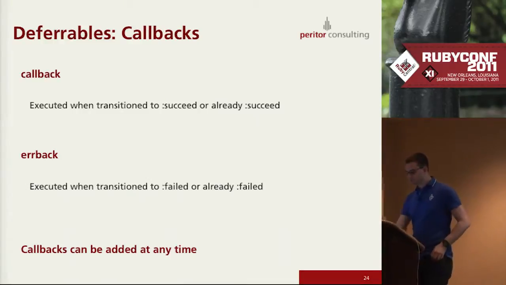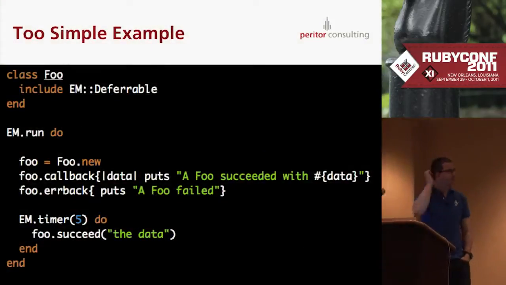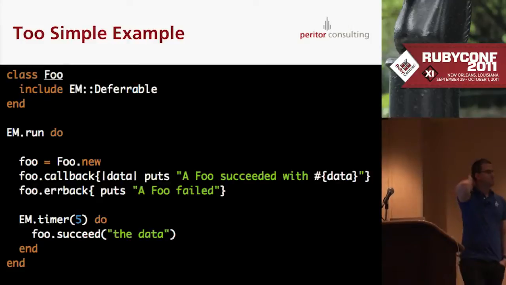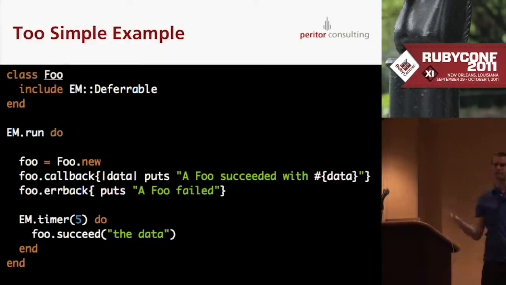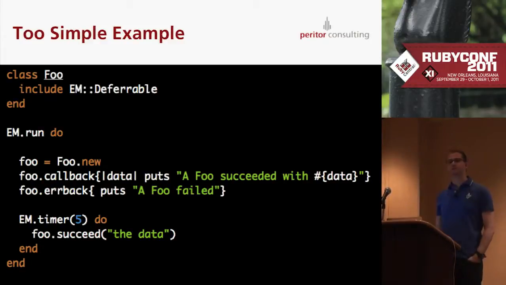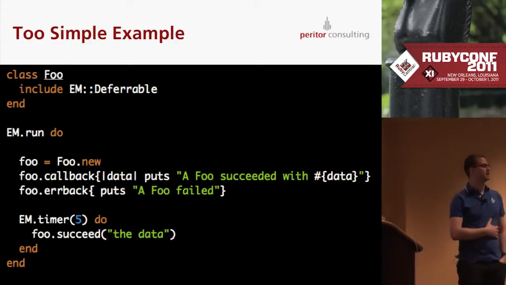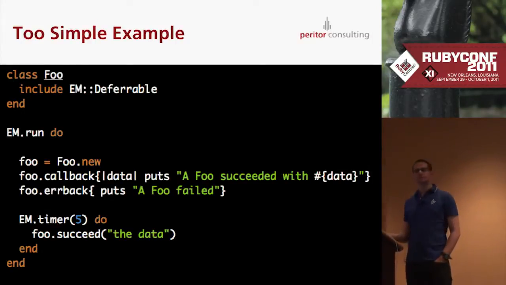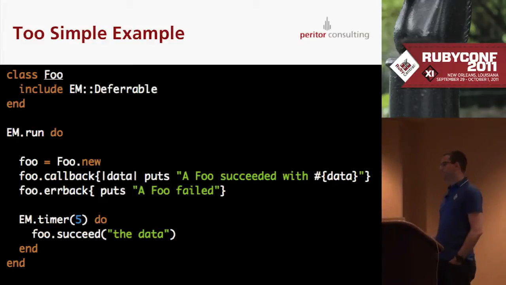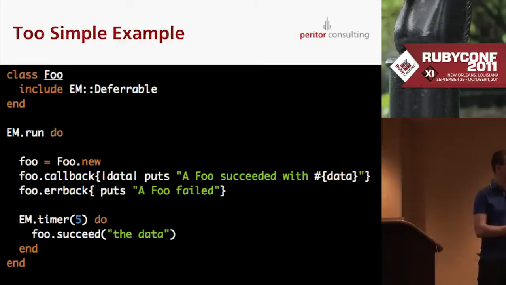Doesn't sound too interesting, so let's look at an example. This is a not too useful example. I have a class, I include the deferrable module, and then I create an instance of it inside the EM loop, and I just add a couple of callbacks: a callback for success, a callback for the error case, and then after 5 seconds, I make this deferrable object succeed, so that my success callback will be called. Those are the basic primitives that deferrable allows you to do.